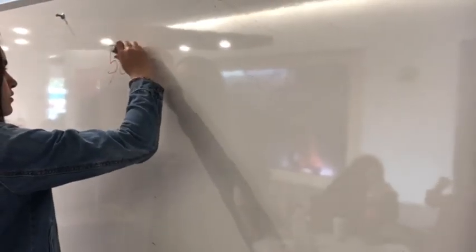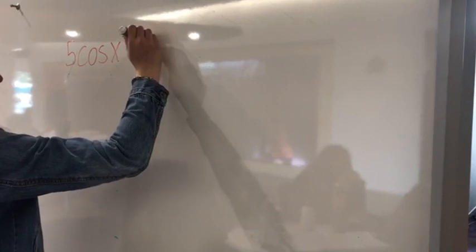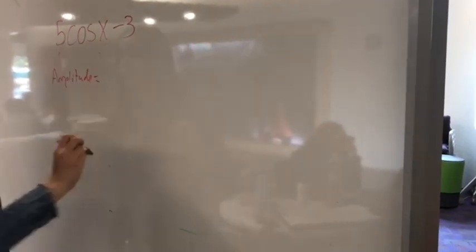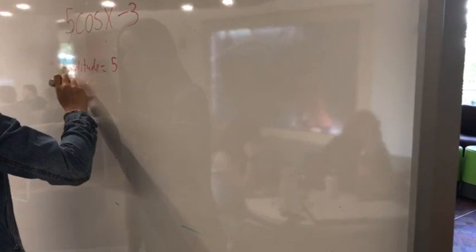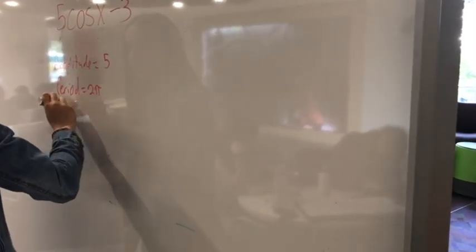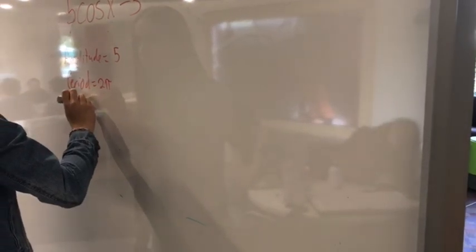Now we're going to solve a problem with the function cosine, in which y equals 5 cosine of x minus 3. From this we know that the amplitude is 5. The period is 2 pi due to the fact that there is no change, and the midline will be at minus 3.